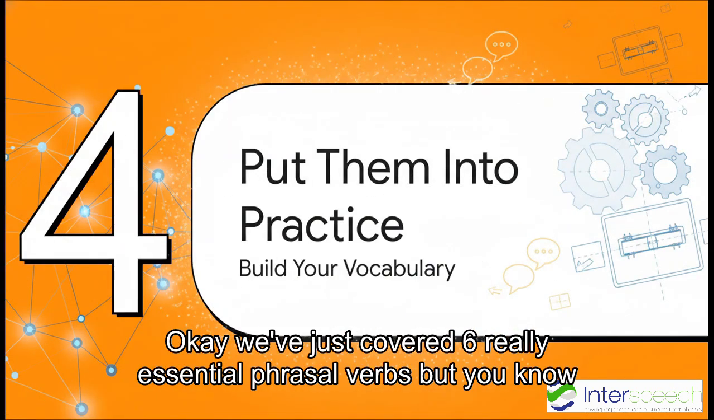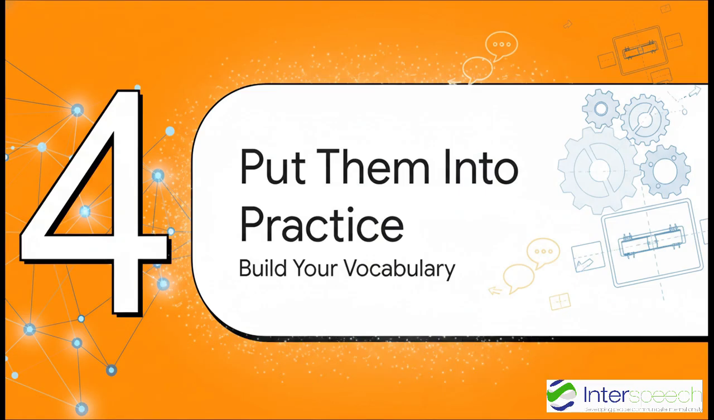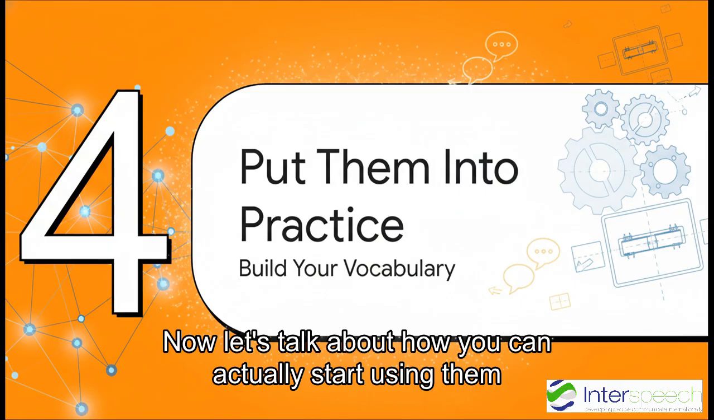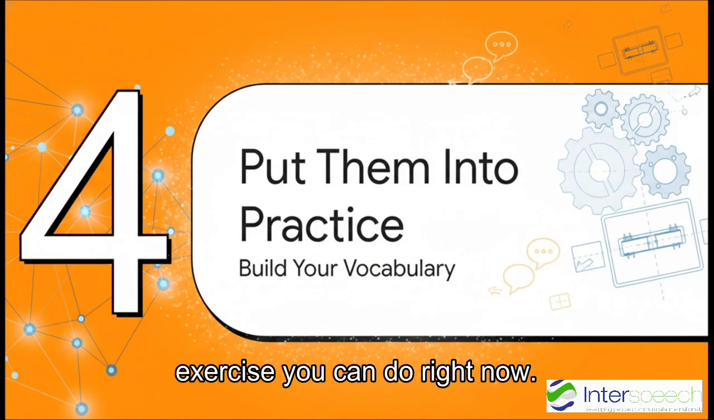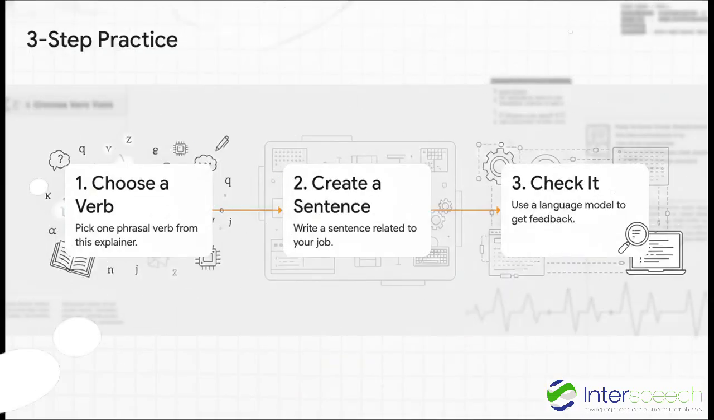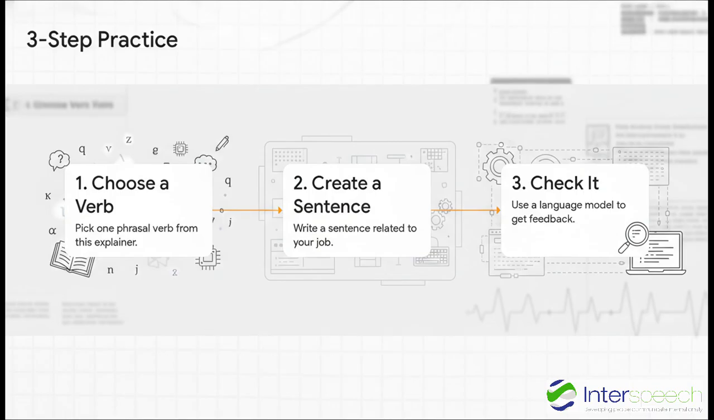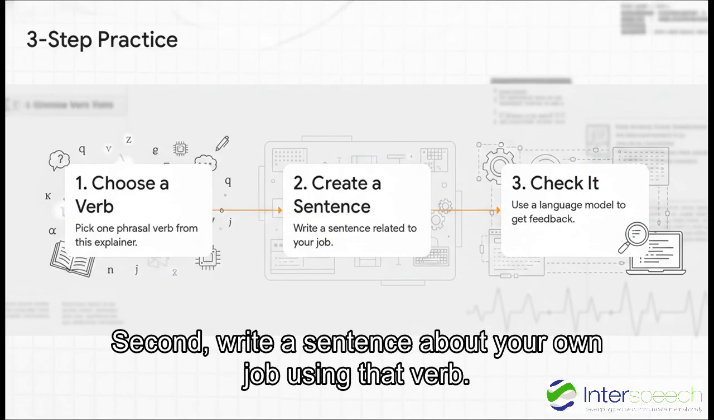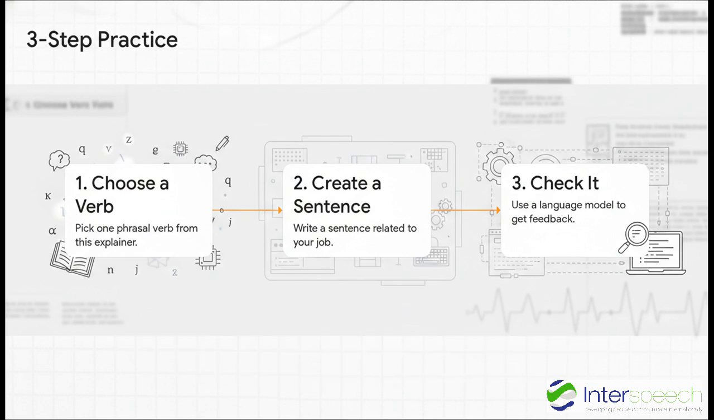Okay, we've just covered 6 really essential phrasal verbs, but just learning them is only half the job. Now let's talk about how you can actually start using them so they become a natural part of how you speak. Here's a really simple 3-step exercise you can do right now. First, just choose one verb we talked about today. Second, write a sentence about your own job using that verb. And third, check if it sounds natural.